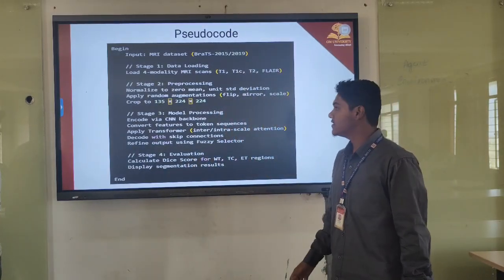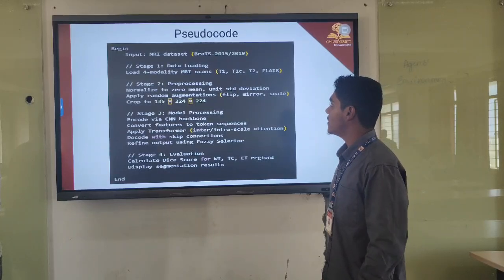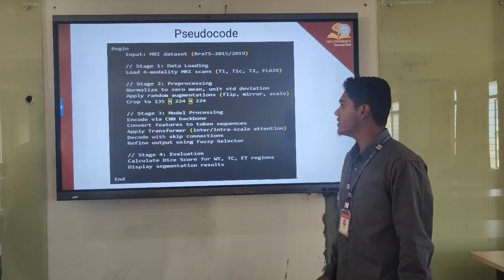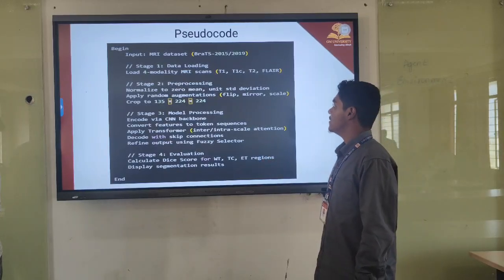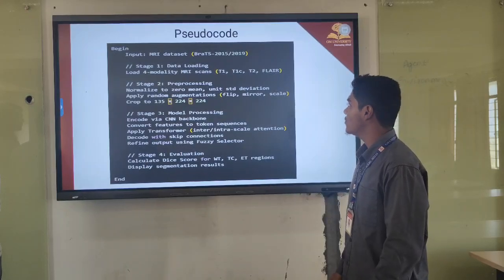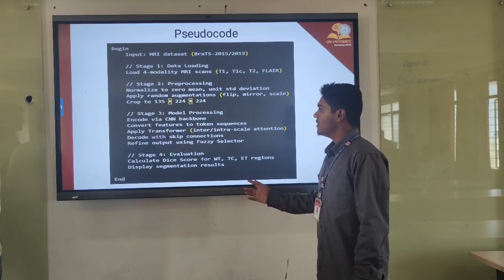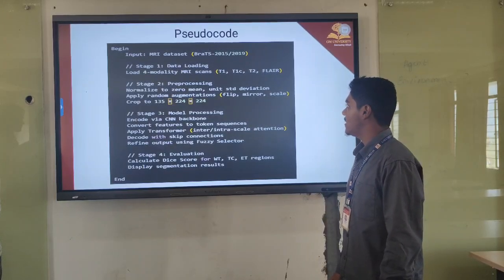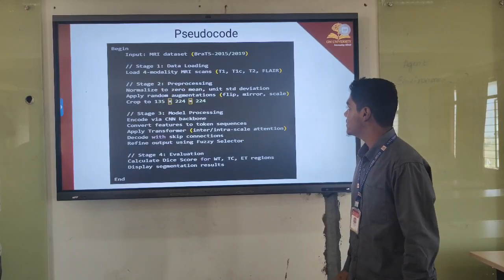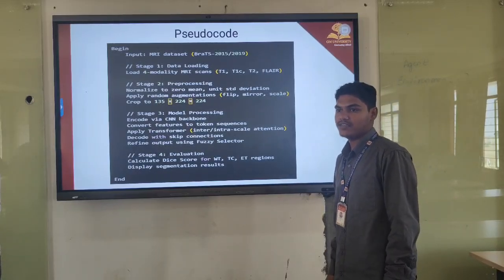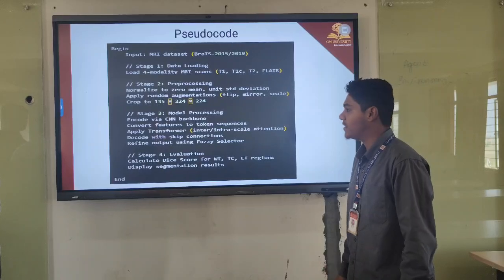Again, the program starts here. Input: the BraTS MRI dataset, 2015-2019. Here we use the BraTS 2015-2019 versions of the dataset, which is a popular brain tumor dataset. Stage 1: data is loaded. We load the 4 modality MRI scans, that is T1, T1C, T2, FLAIR. These are the 4 types showing different regions of the brain tumor tissue of different patients.